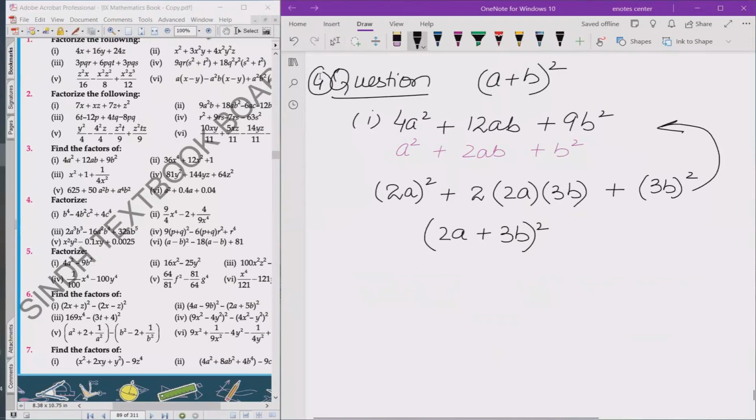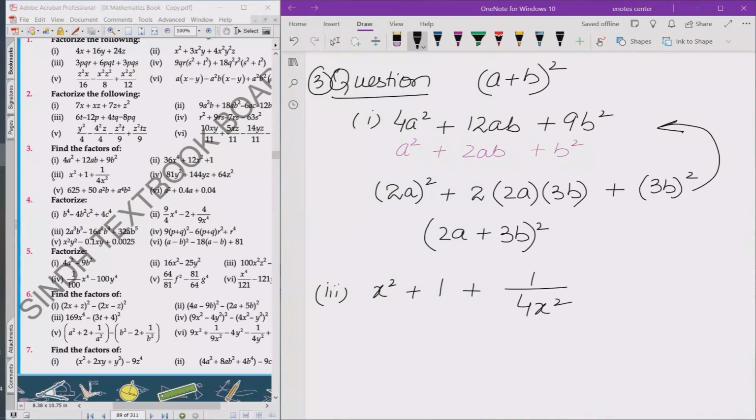Okay, here we have a mistake. We said this one is question 4, but this is not question 4. This is question number 3. Part 3 is x square plus 1 plus 1 upon 4x square.